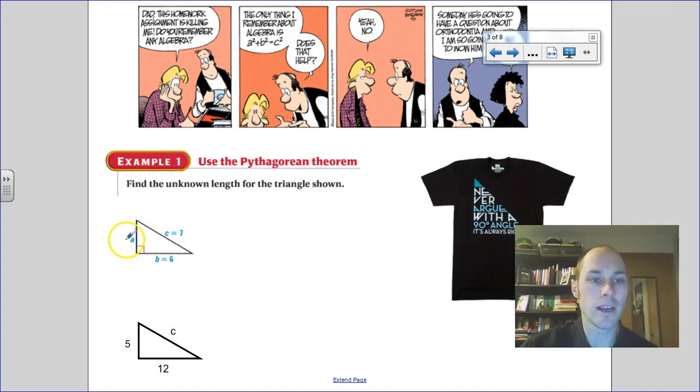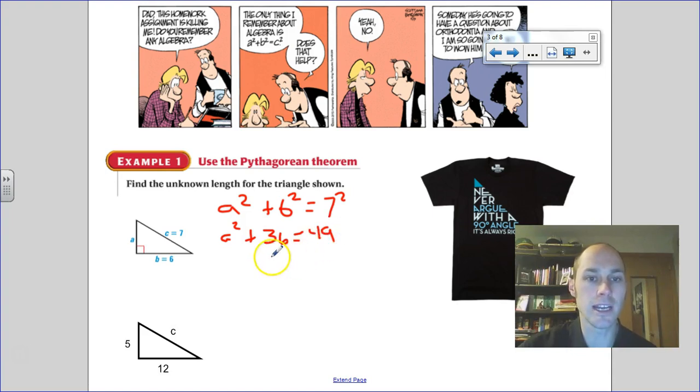So in this case we have a right triangle. These are already labeled A, B, and C. A I don't know, B is 6, and C is 7. So the important part is always to find what are the legs and which one's the hypotenuse. I could call this one B and this one A if I wanted to, but the hypotenuse is always C. So A squared plus 36 is equal to 49. Solving for A, I subtract 36 from both sides, and that'll leave me with A squared equal to 13.